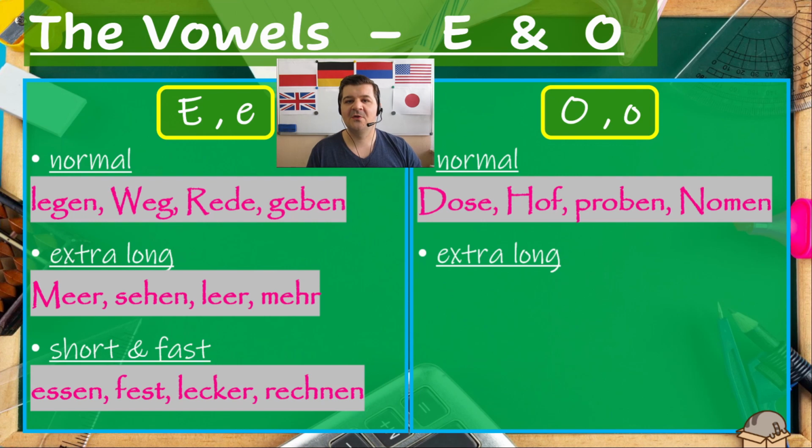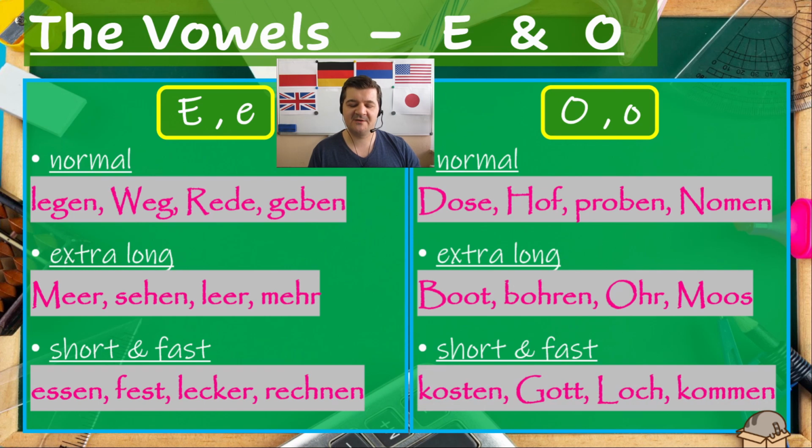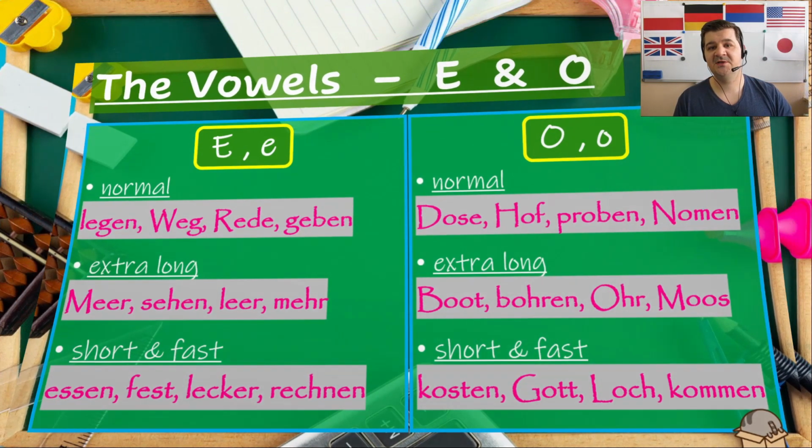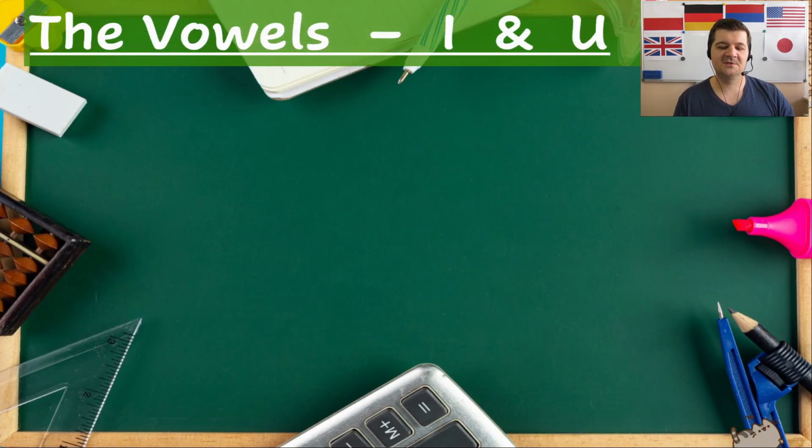And the extra long ones, which are das Boot, bohren, das Ohr, das Moos. Yeah. And the short and fast ones could be, for example, kosten, der Gott, das Loch, kommen. Yeah, that's it. Not that extraordinarily difficult. And so let us move on to the last few vowels.